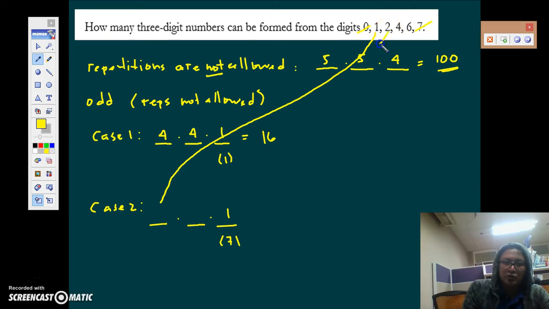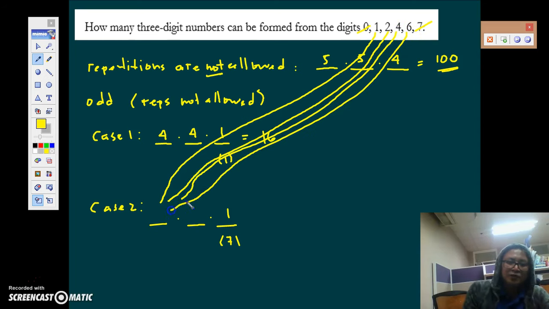Just to illustrate, 1 can go to the hundreds, 2 can go to the hundreds also, 4 as well, and then 6. So there are 4 choices here. Now, we have selected one of the 4, but 0 can now be chosen back for the tens digit, so this is still 4. So you have 16 ways again.